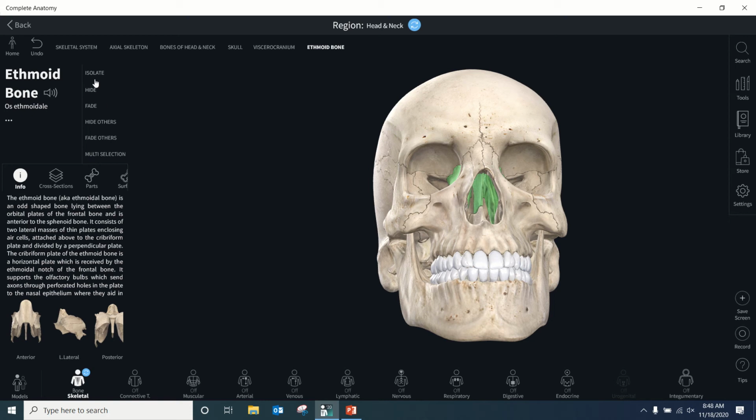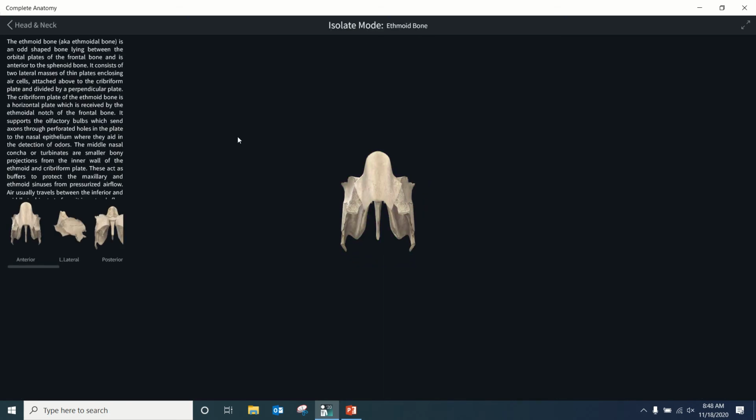In addition to that, I'm actually going to isolate this bone so you can see it there. So we're just looking at that straight-on anterior view of the bone. And so you can see how it forms the roof of the nasal cavity. This midline here is the nasal septum. The nasal septum divides the nasal cavity into left and right halves. And so the ethmoid bone plays a role in dividing the nasal cavity into left and right halves.